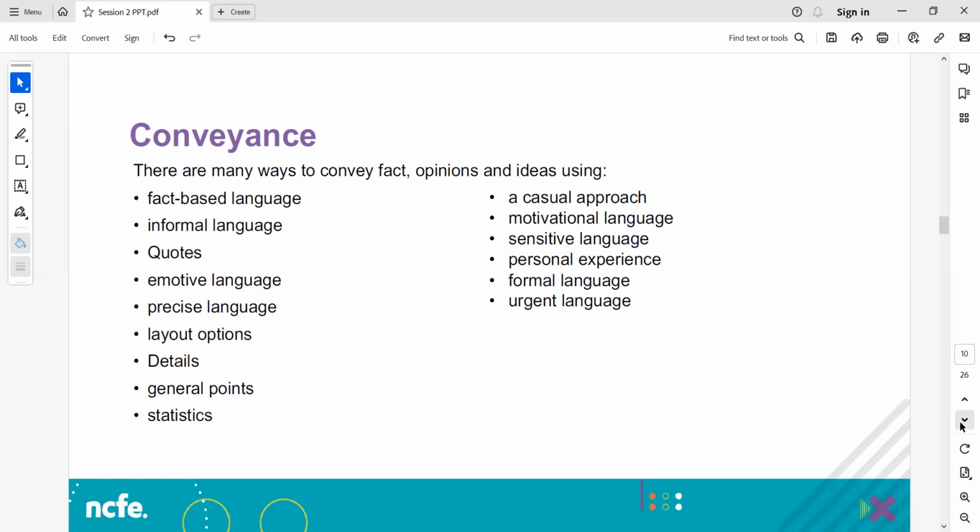General point statistics as well, so fact-based language, statistics related. A casual approach, so is it informal, using colloquial or everyday language. Contractions: I can't imagine what's going to happen, I won't allow this. More everyday language. Motivational language: we need to do something right away, can you help?